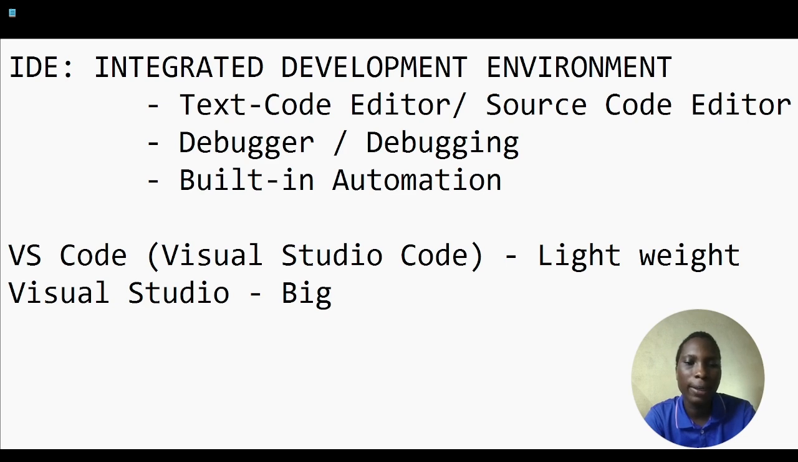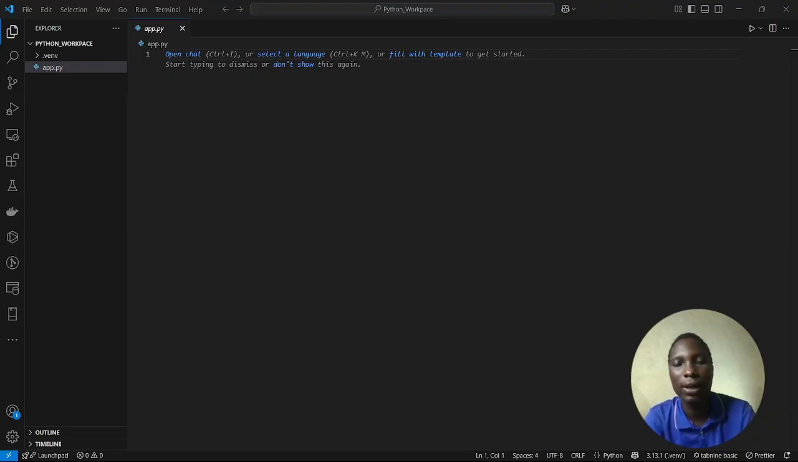We will come back here to our VS Code. As you can see, we have Python here, and we want to start. With Visual Studio Code, you can code in different languages, obviously, because it's an IDE. It's not just a text editor.